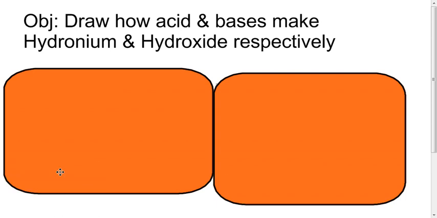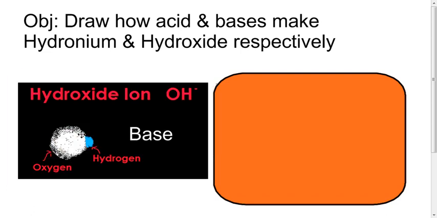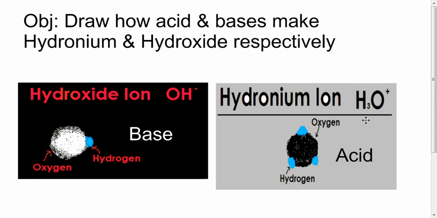The purpose of this video is for you to be able to draw how acids and bases make hydronium and hydroxide ions, respectively. Just for respect, hydroxide is OH negative. That's what's present in a base, and hydronium is H3O positive, and that's what's present in an acid.